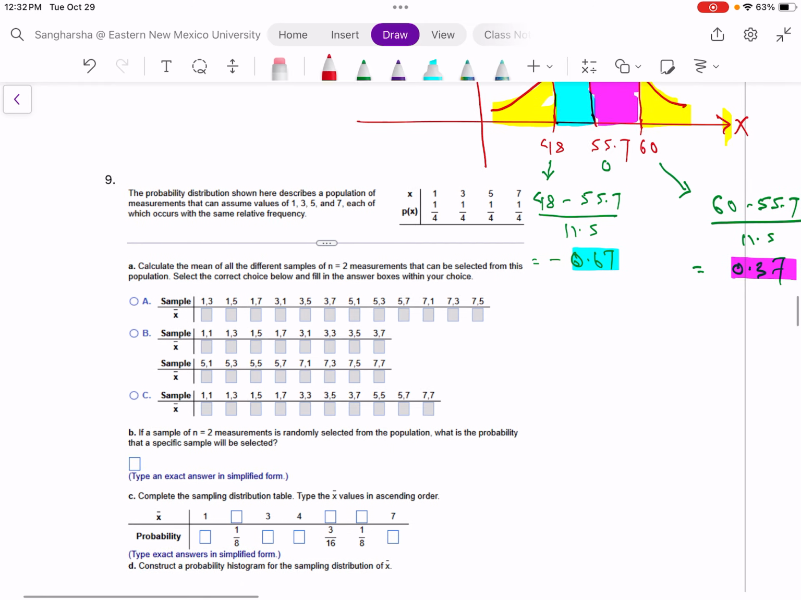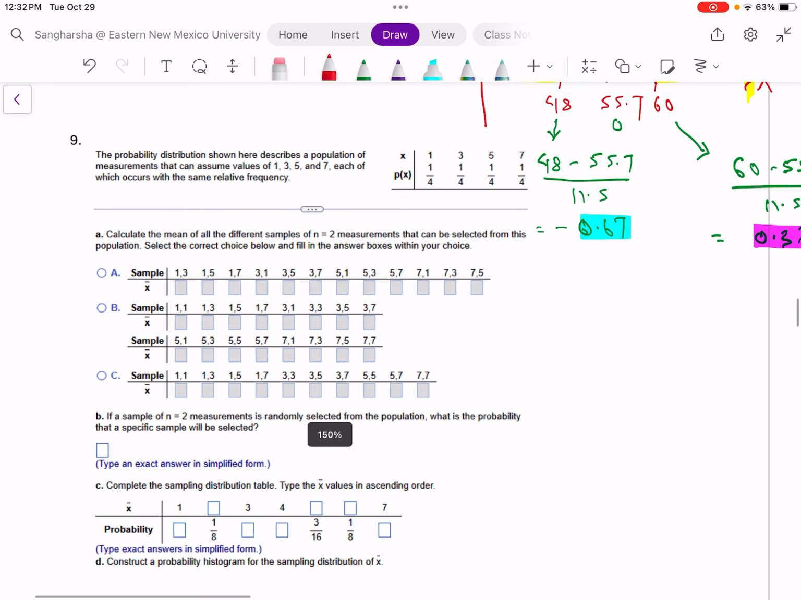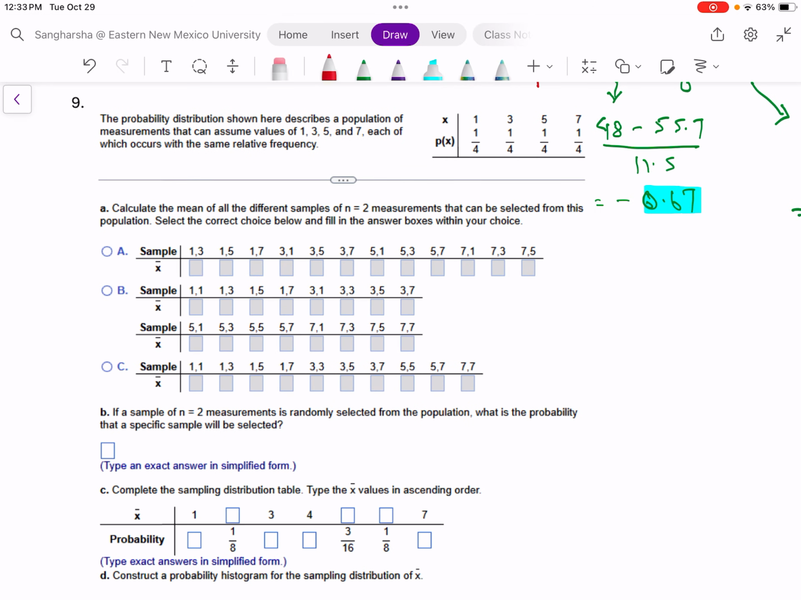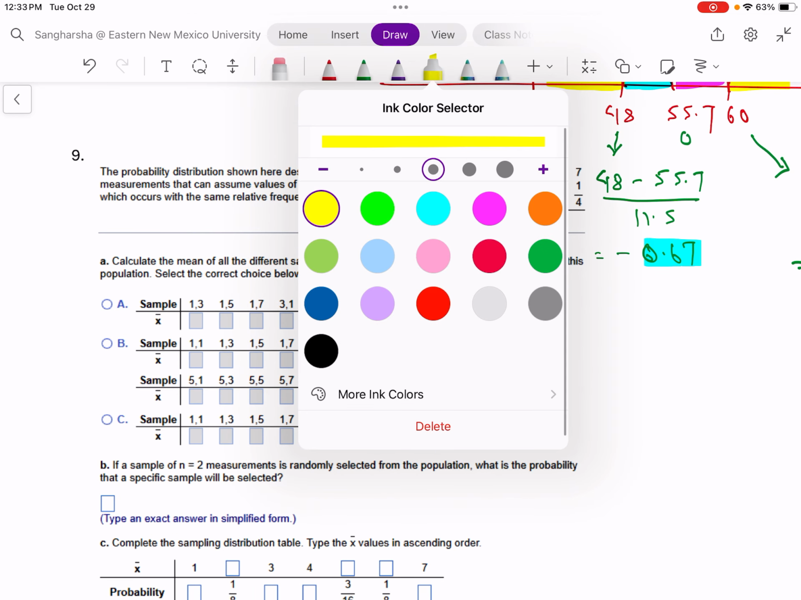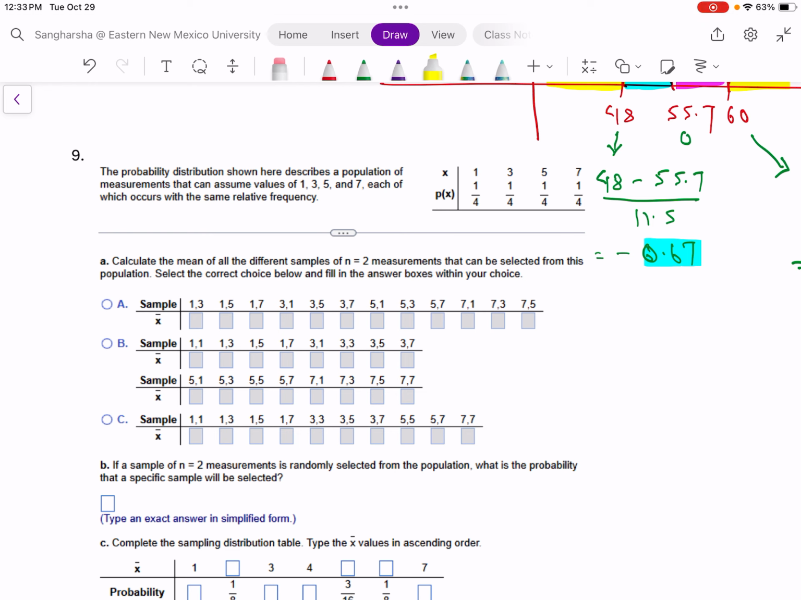Okay, now we have number 9 here. So we have this probability distribution, and this probability distribution describes the measurement that can assume values 1, 3, 5, 7. So we have this distribution where x takes a value 1, 3, 5, 7. So x can be 1, x can be 3, 5 or 7. And its probability is also given to us.